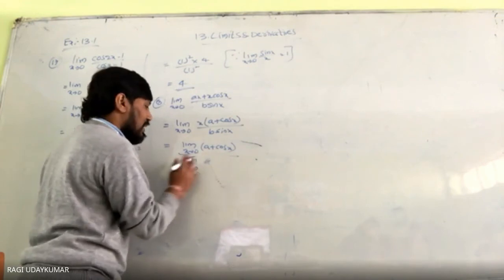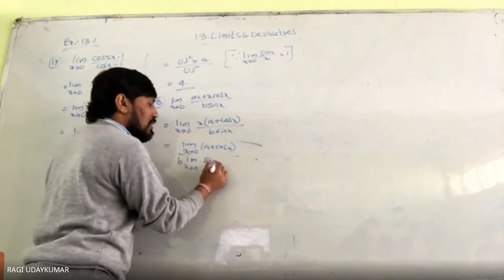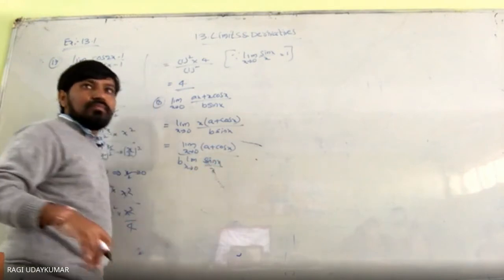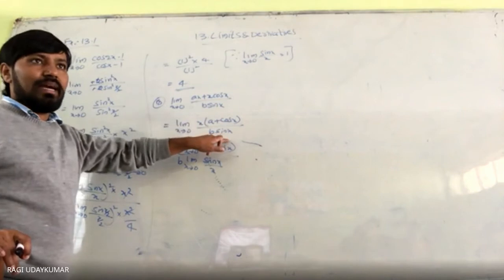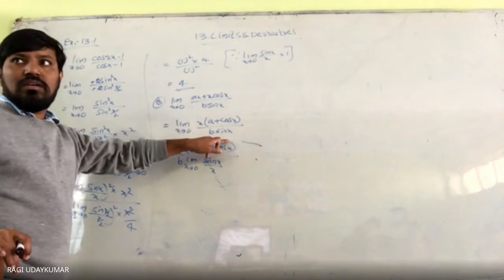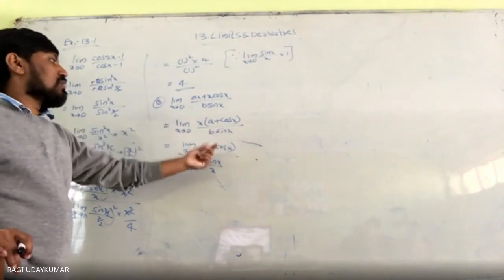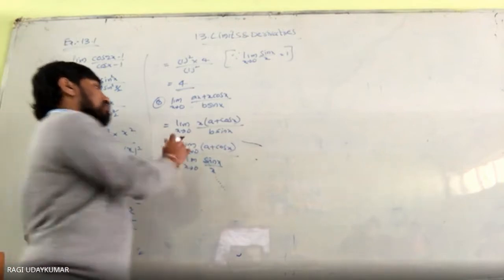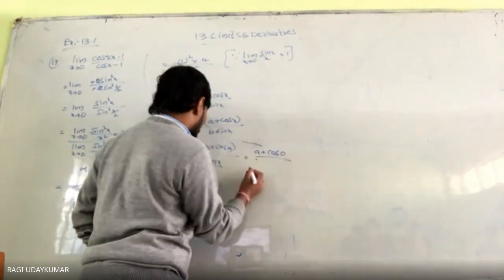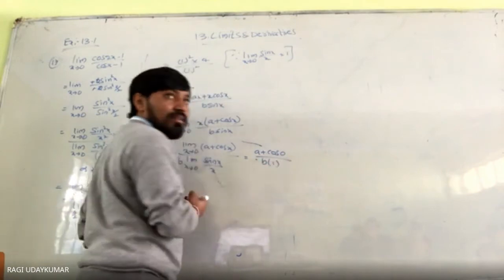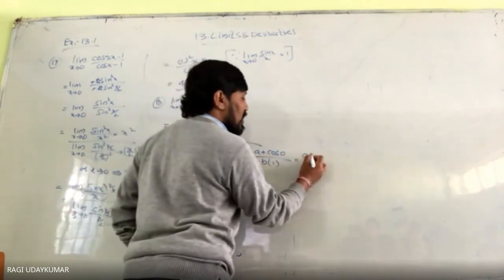So b, I am writing outside, sin x by x, for constant. This x is the denominator by x. Then in the numerator, directly substitute x equal to 0. So (a + cos 0) by b times 1. Cos 0 becomes 1, so a + cos 0.